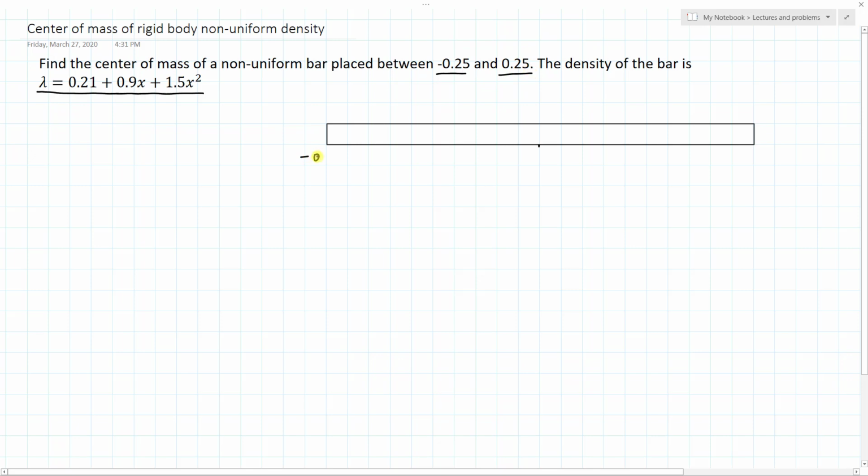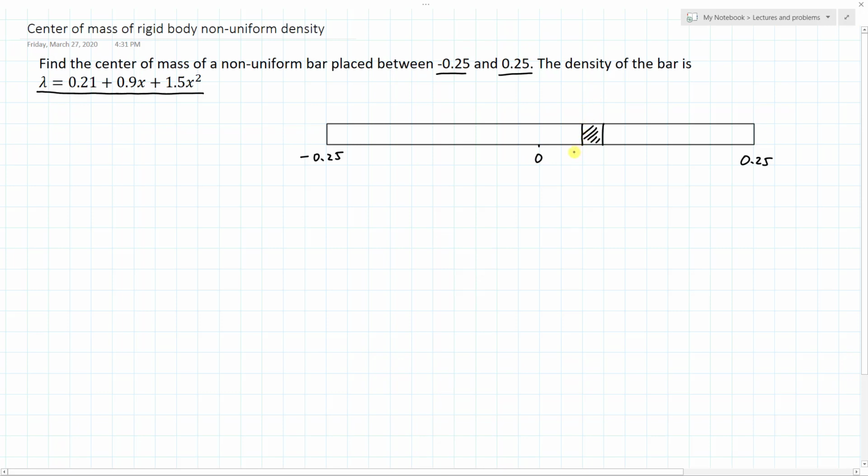So minus 0.25, here's a 0, here's plus 0.25. Alright, so what do we do now? With the bar, what I like to do is to just pick a random section here, this section. I like to pick it above 0, so that's just my preference.